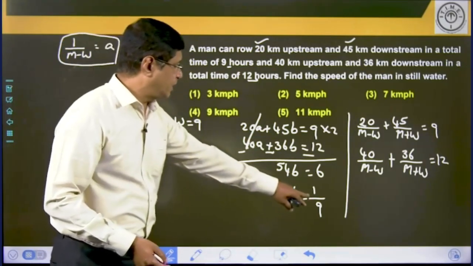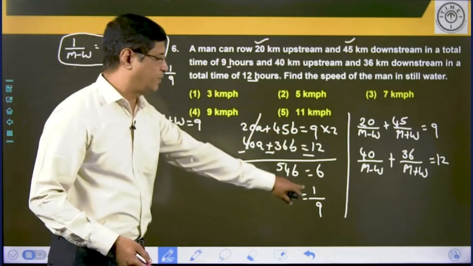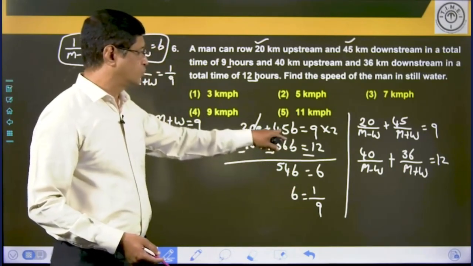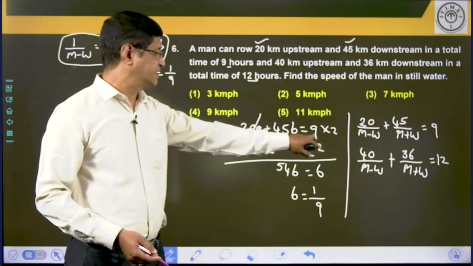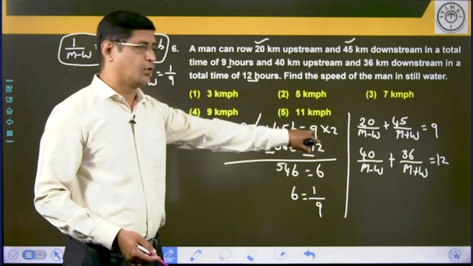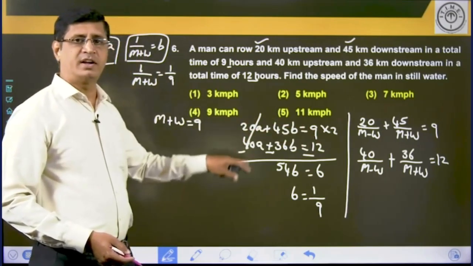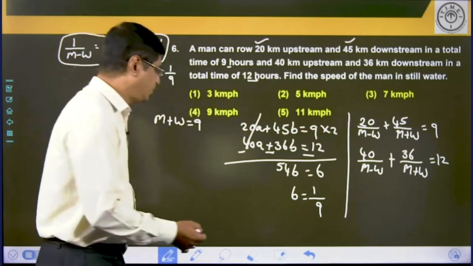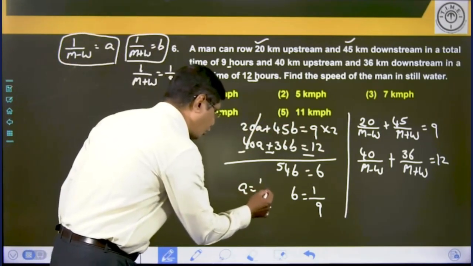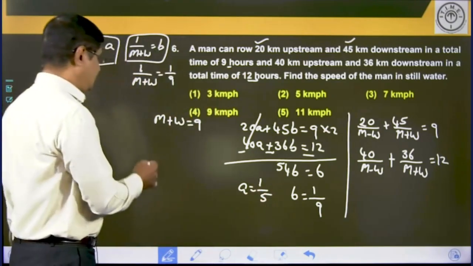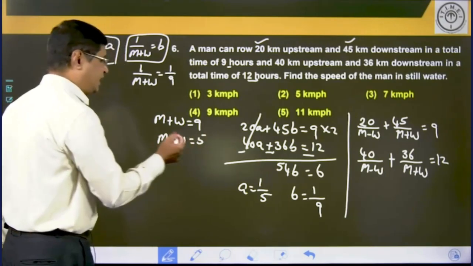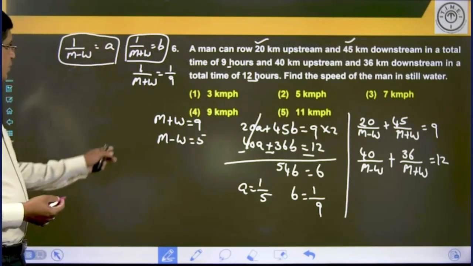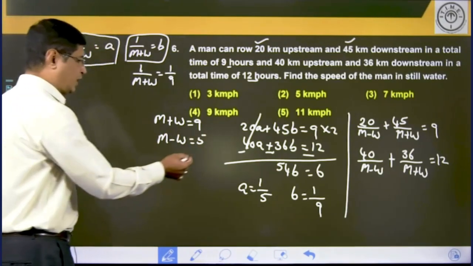Now, B is equal to 1 by 9, means 45 into 1 by 9. So, 9 goes 5 times. Take the other side, it becomes 5 minus. So, 9 minus 5 is 4. 4 by 20 means A is equal to 1 by 5. A is equal to 1 by 5 means 1 by M minus W, which means M minus W is equal to 5.